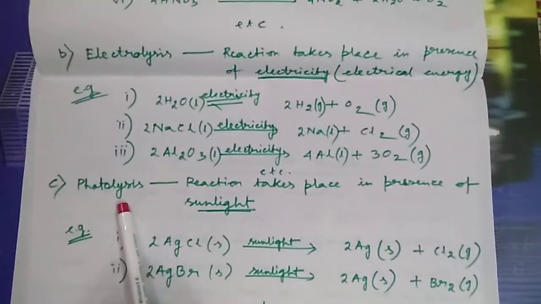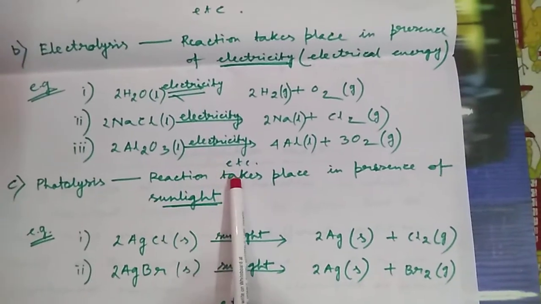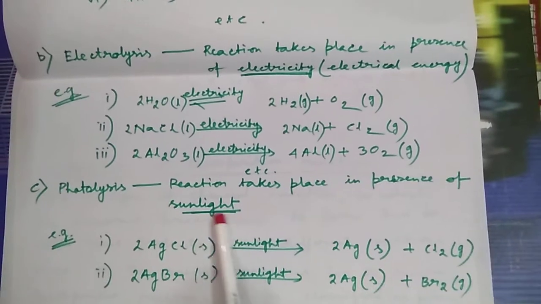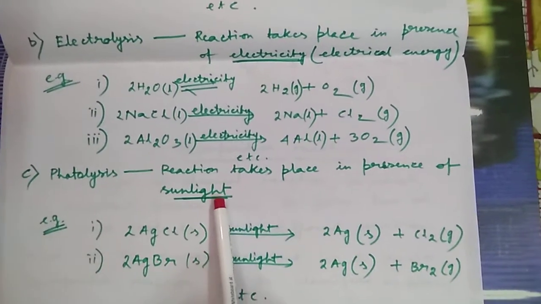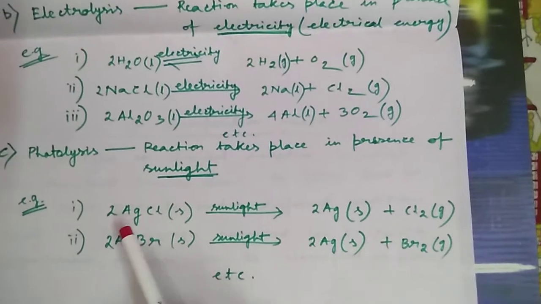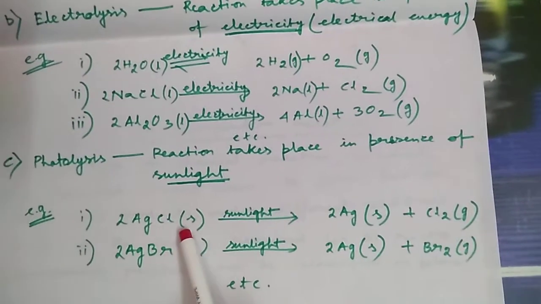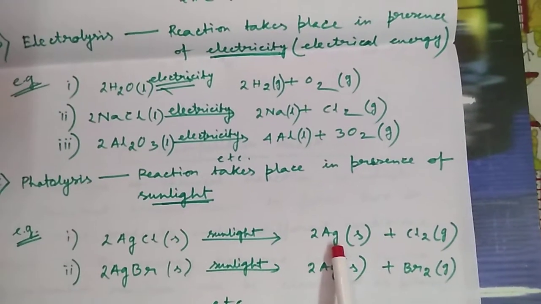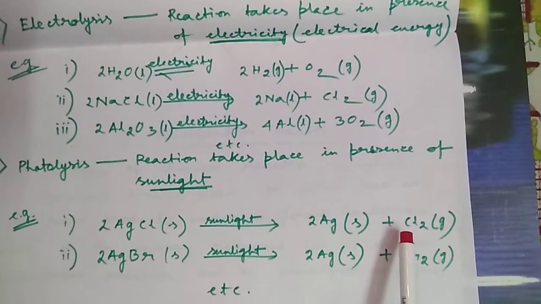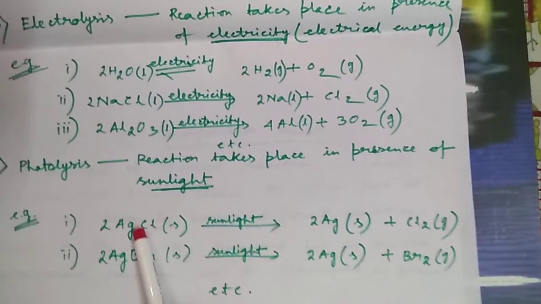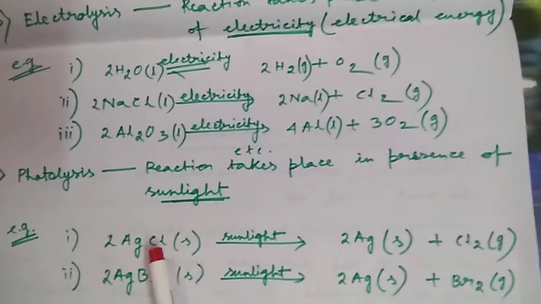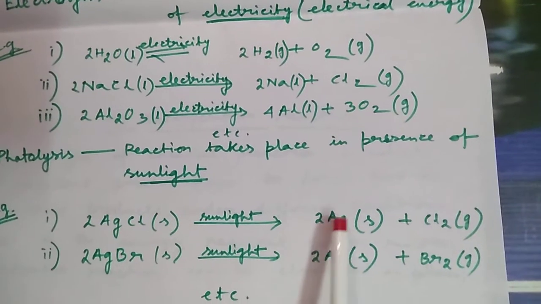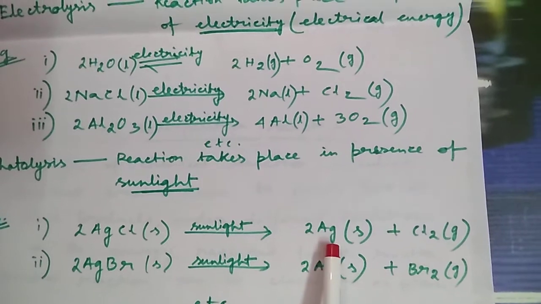Next, photolysis. Decomposition reaction takes place in presence of sunlight. Not any other light energy, sunlight. Most common example: solid silver chloride is broken down in presence of sunlight to form silver metal and chlorine gas. Solid silver chloride is a white substance. When it breaks down, it forms greyish white silver.